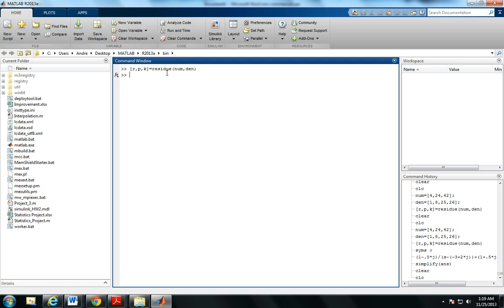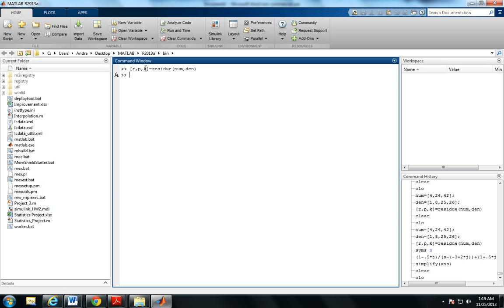Now, the residue function returns three vectors, as you can see: r, p, and k. The vector p contains the poles of the function, or roots of the denominator. The vector r contains the residues corresponding to each of those poles, or the coefficient that goes into the numerator of the partial fraction corresponding to that pole. Now the vector k contains the direct terms and will only be non-zero if the degree of the numerator is greater than or equal to the degree of the denominator. Basically, if the fraction is improper.